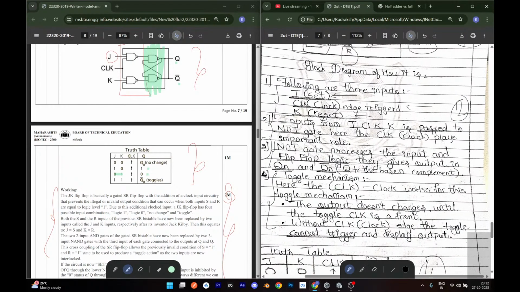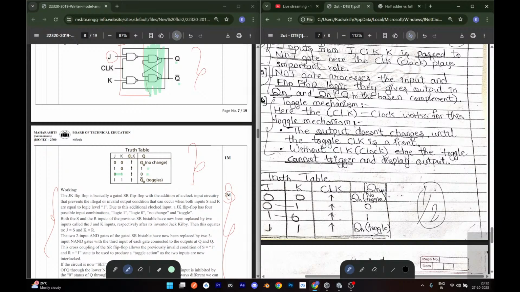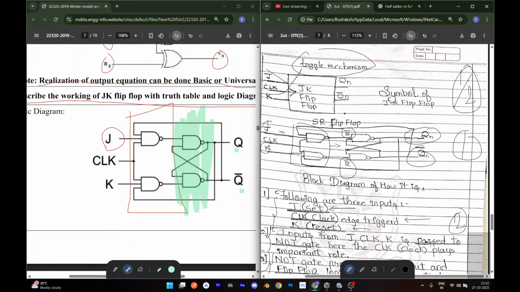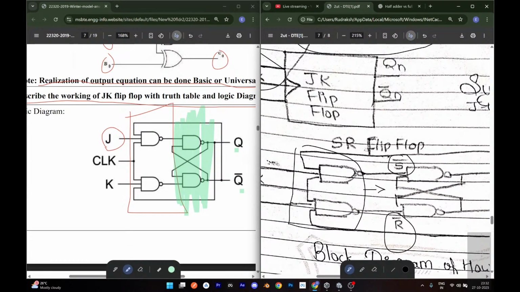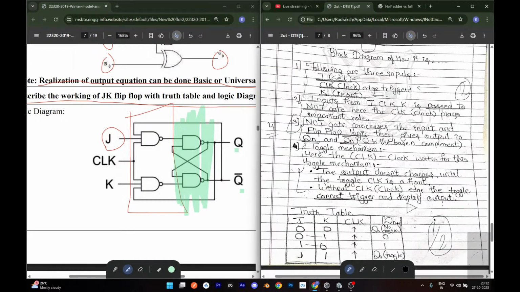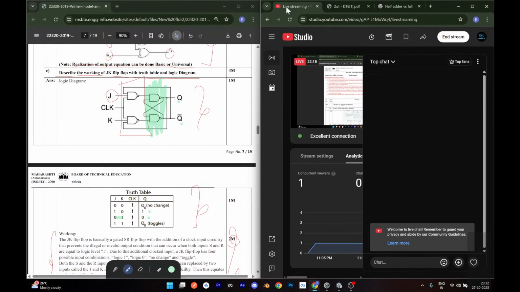But the toggle mechanism, what is it exactly doing? The toggle mechanism means the output doesn't change until the toggle is in front. Means if the toggle is in front like this, see here, like this, if it is in front, the output will not change. Okay. But instead of that, without the CLK edge, the toggle cannot trigger and display output. मतलब जब तक वो ट्रिगर नहीं होता है डिस्प्ले बिल्कुल नहीं दिखेगा, बस इतना ही था, ओके. And what's the timing now?